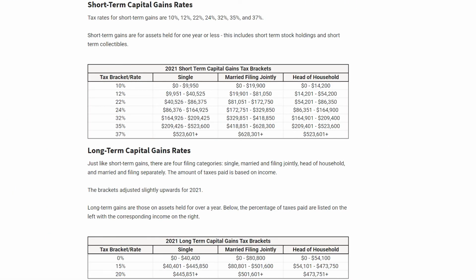Long-term capital gains. When you own a stock for more than 1 year and sell it, you will pay a long-term capital gains tax, which is composed of 3 different tiers: 0%, 15%, and 20%. These are the same tiers as qualified dividends.